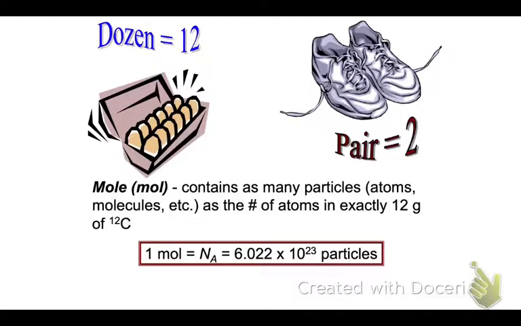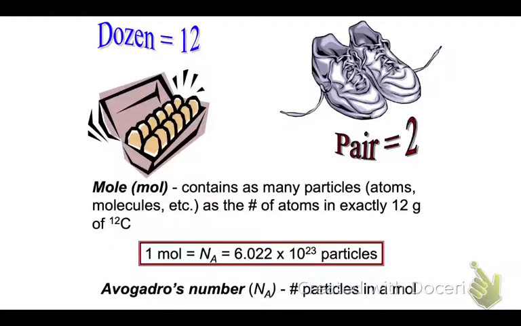1 mole of anything contains 6.022 times 10 to the power 23 of that specific thing. Now, please make sure this is a number that you do need to memorize. This is a number that you will be using so frequently in chemistry. All right, so Avogadro's number is the number of particles in any mole.